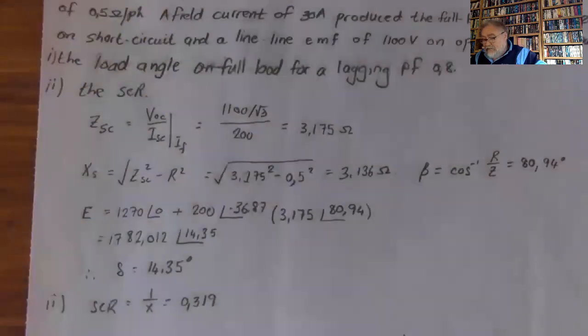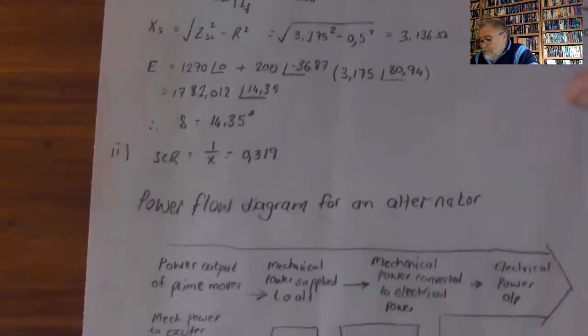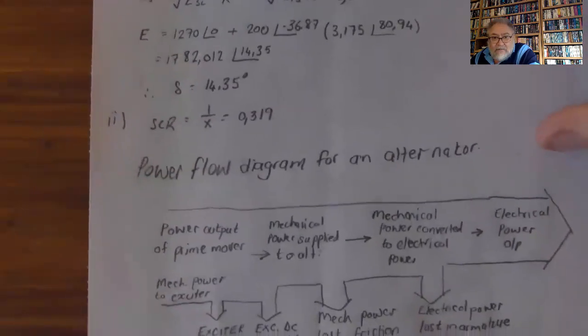Now we can calculate the induced EMF. That is 1270 plus 200 at an angle of minus 36.87 times 3.17 at an angle of 80.94. That gives us 1782.012 at an angle of 14.35. So our load angle is 14.35 degrees, and the short circuit ratio is 1 over X, and X we calculated 3.136, and therefore short circuit ratio is 0.319.